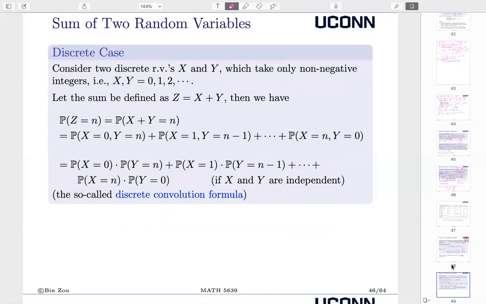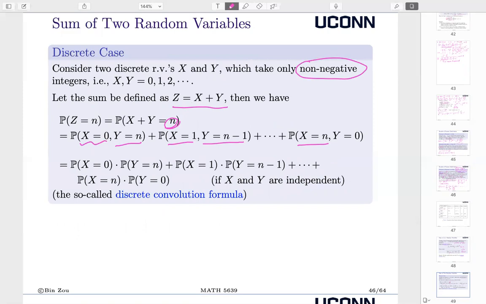Then we have the sum of two. Previously we have sum of n and then we divide by n. Here we only do the summation. And if both x and y are discrete random variables taking non-negative integer values, then things become a lot easier. We can actually discuss the values. Here I start with 0 for x. If x is 0, y must be n because the summation is n, right? And then I increase the value of x by 1, then automatically the value of y will go down by 1, right? I go all the way to n, right? I cannot go beyond n because both of them take non-negative values, right?